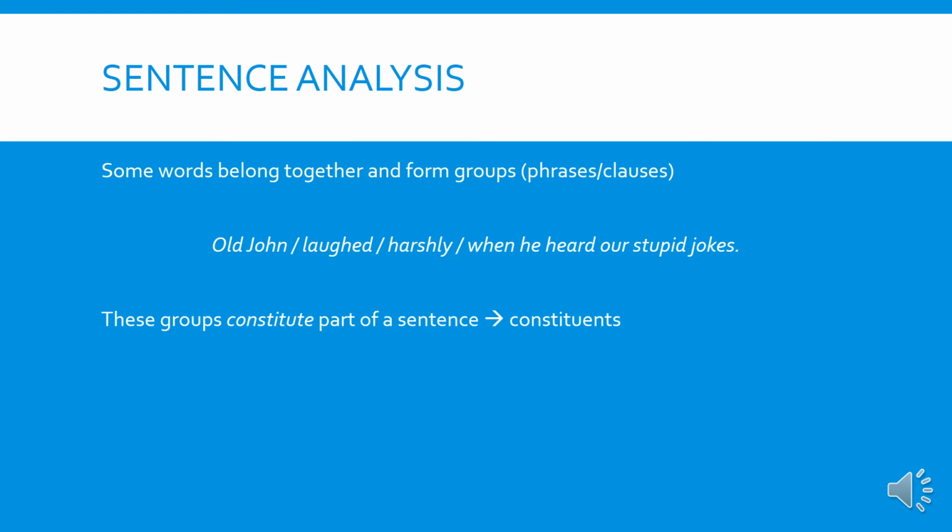So another way to look at a sentence is to look at how those different words belong together to form groups, to form units. We look at this sentence again: old John laughed harshly when he heard our stupid jokes. Old John belongs together. Laughed is one unit, harshly is a unit, and when he heard our stupid jokes is another unit. Now these groups, these units, because they constitute part of a sentence, are called constituents.